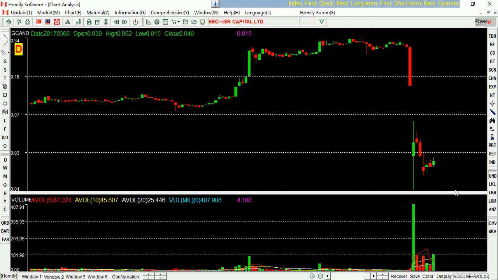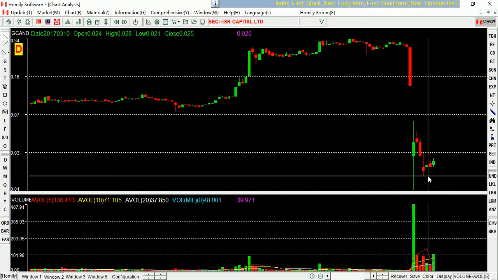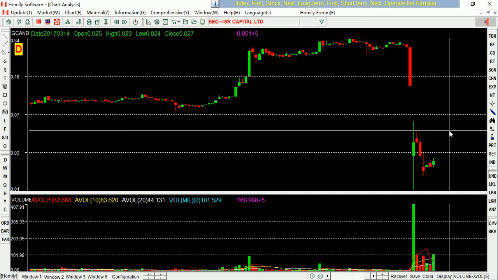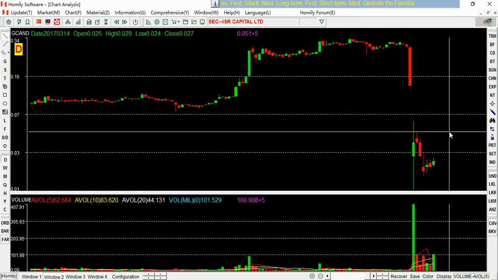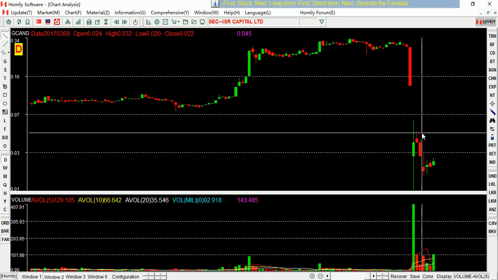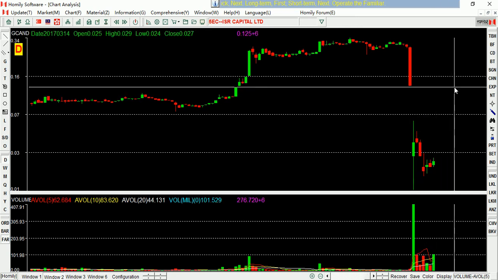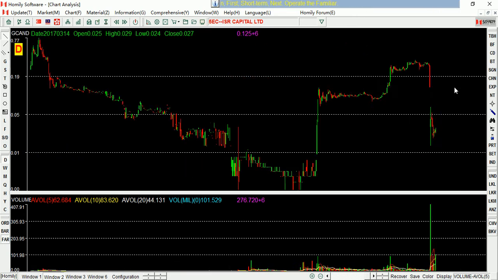So you should know where is the support. So here is the support. Where is the resistance? Around here is the resistance. If the price can upward break out this resistance, the next resistance is here. So the price may cover the gap. Okay, this is the first one.